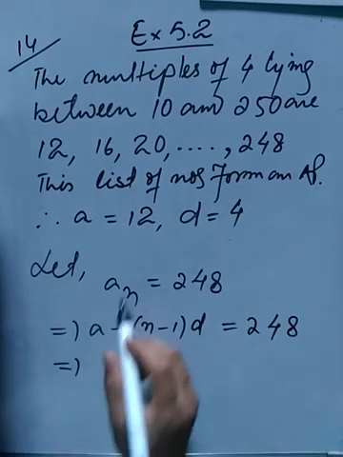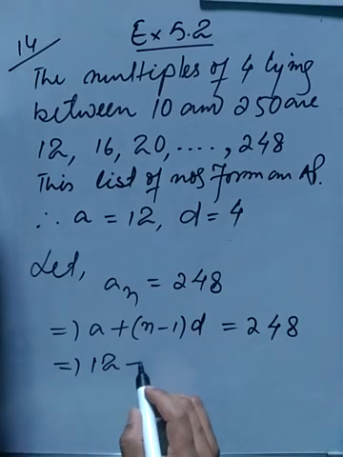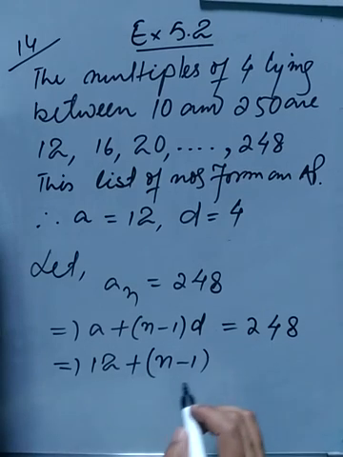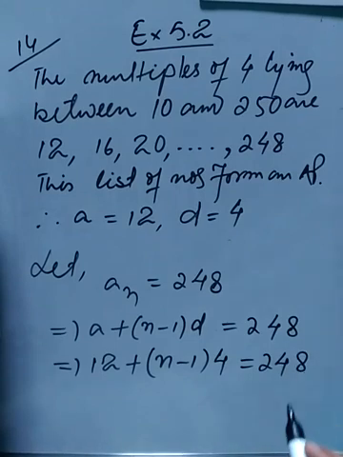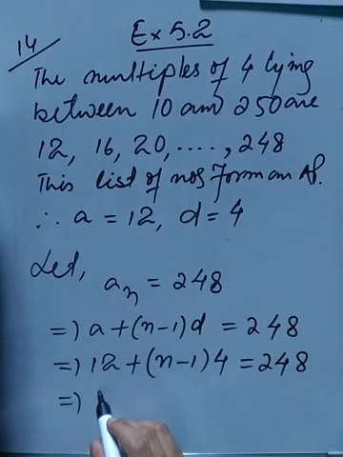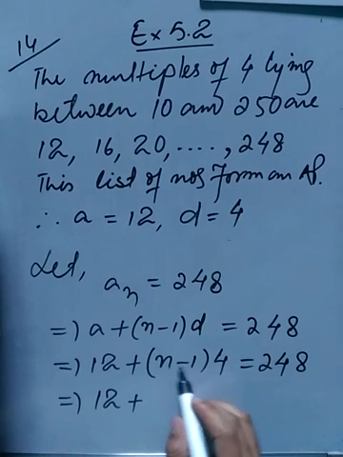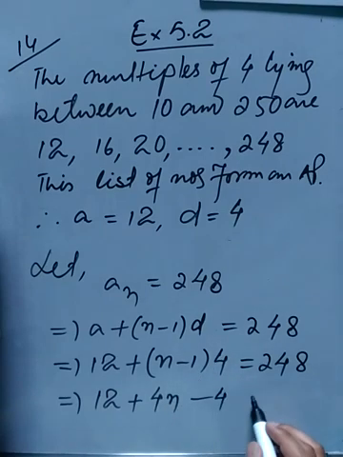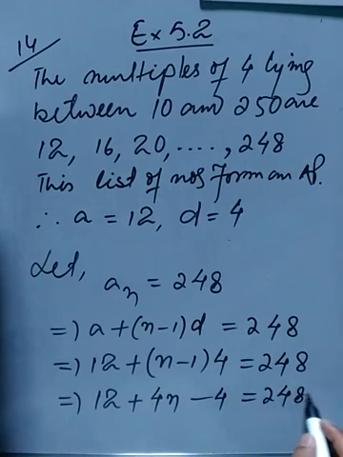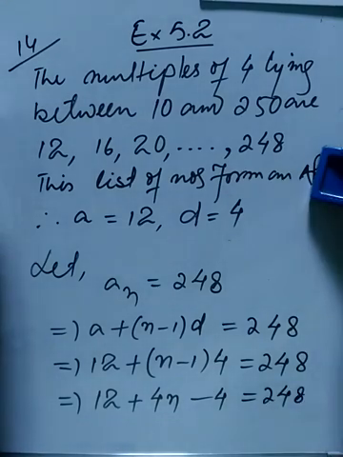So what is the value of a? 12 plus n minus 1 times d. What about d? That is 4. We get 248. So 12 plus 4 into n, 4n, 4 into minus 1, minus 4, then we get 248. So let me rub this part now.